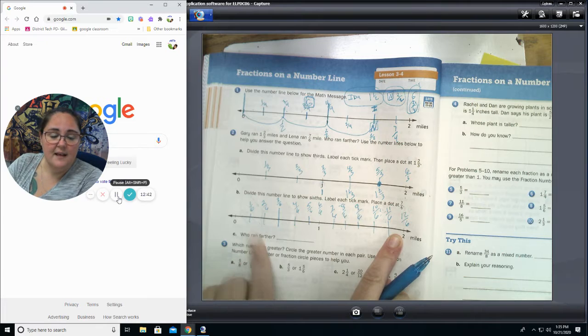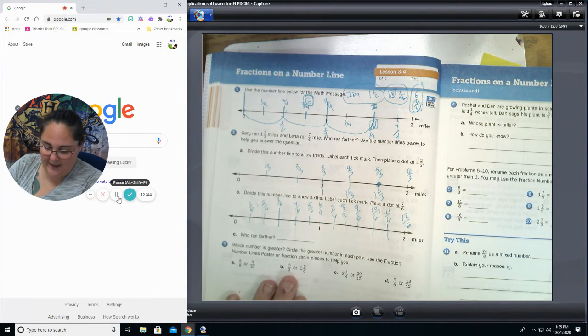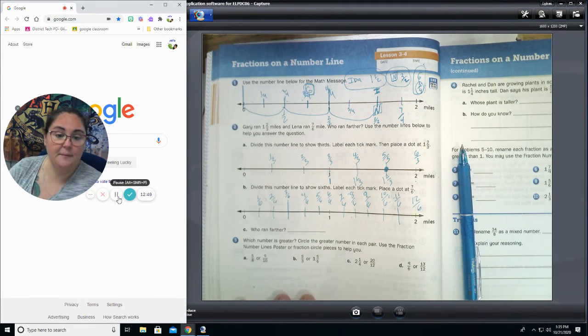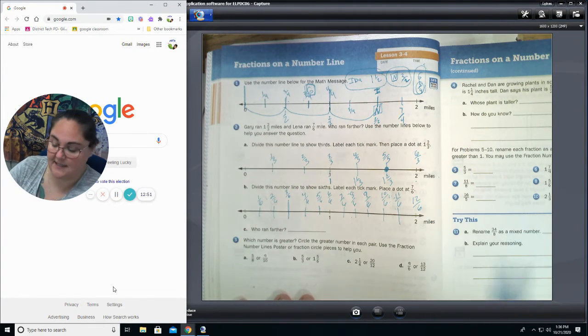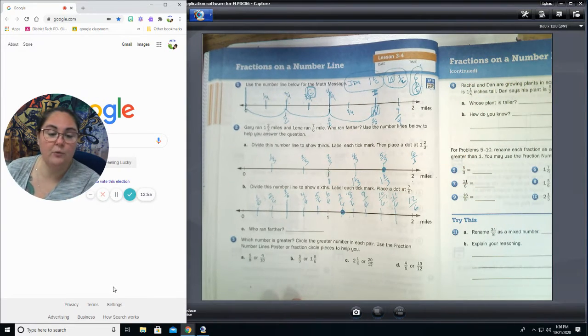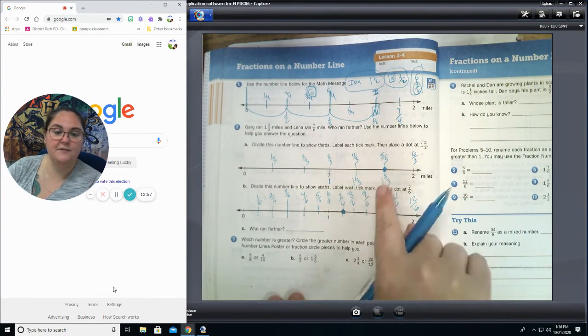Now that I have it labeled across the top, I am going to put my dot where it goes. I know that I need to put my dot at 7/6. Okay, so who ran farther? Which dot is farther along?